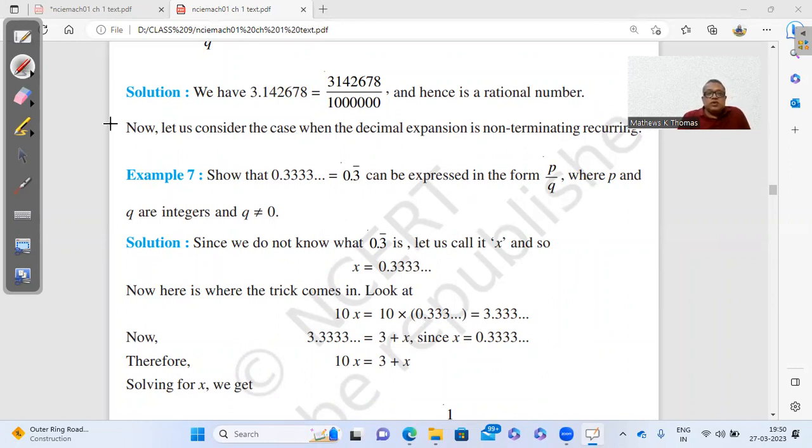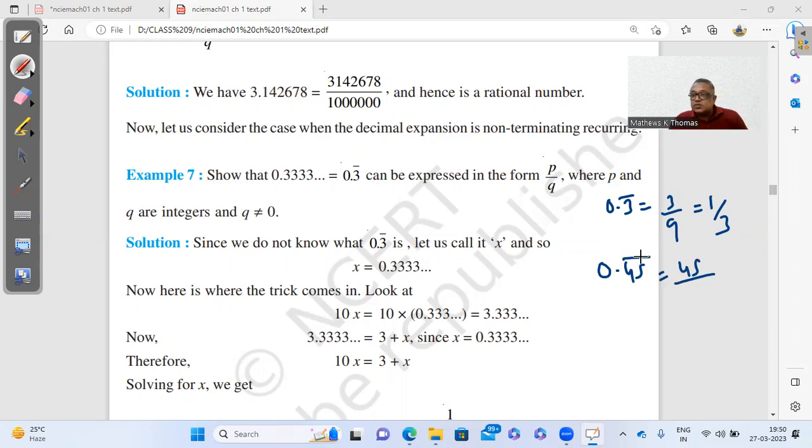So if it's a single number, it's very easy. Suppose I want to convert 0.3 bar. What I need to do is instead of dividing by 10, just divide by 9, right? So 3 by 9 will become 1 by 3. That's the answer. I want to convert 0.45 bar in terms of a rational number or in terms of P by Q. Then how will I do it? Then it's going to be 45 by, don't put 100 because there's a bar here. We're going to put it as 45 by 99. Of course, you'll have to cancel by 3 here. So we get 15 by 33. Again, cancel by 3. You are going to get 5 upon 11.